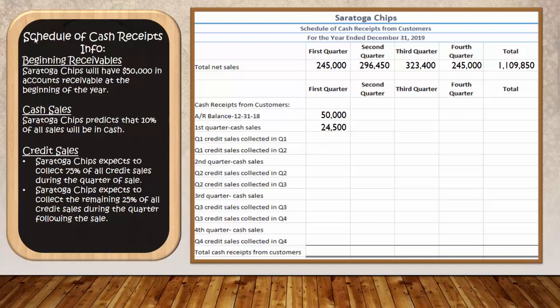The remainder of these sales that aren't cash are going to be credit sales, and we know from our information that Saratoga Chips expects to collect 75% of all credit sales during the quarter of sale. So for the credit sales that we have during the first quarter, Saratoga Chips expects to collect 75% of those. To figure this out, we take the total amount of net sales that we had during the period and subtract out the cash sales that we had. We had $245,000 in total net sales. We had $24,500 in cash sales. The remainder of that is our credit sales, and we know that we're going to collect 75% of them during this period, so we multiply that difference by 75%.